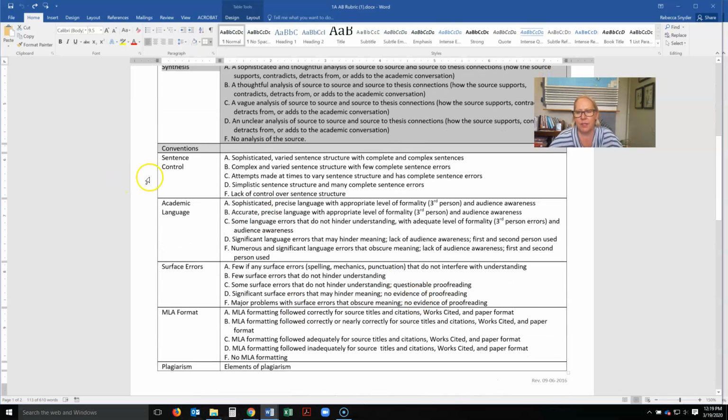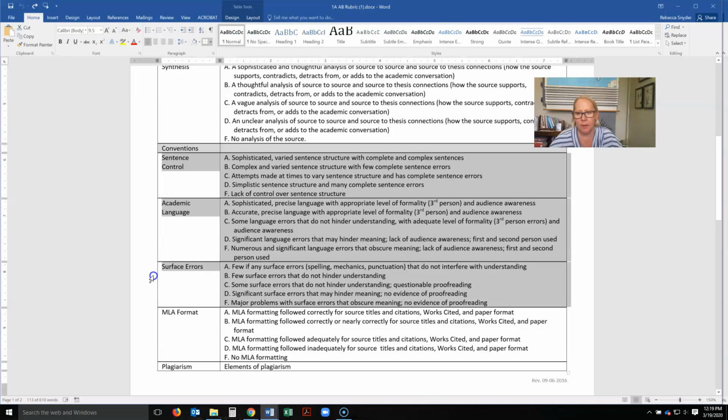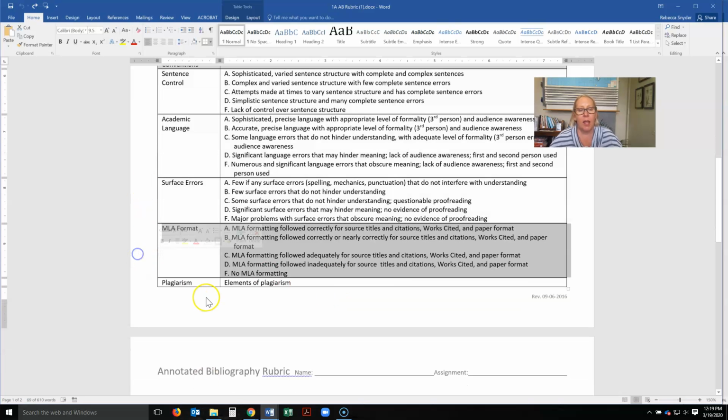The rest of this is pretty standard. Sentence level, academic language, all the usual rules. No use of first person. I thinks and I feels are not in here. Always stay in the third person. Proofread it. Punctuate as correctly as you can. And remember that MLA format is different, that you need to use the hanging indent on the citation, and that you need to have the paragraph beneath that citation.